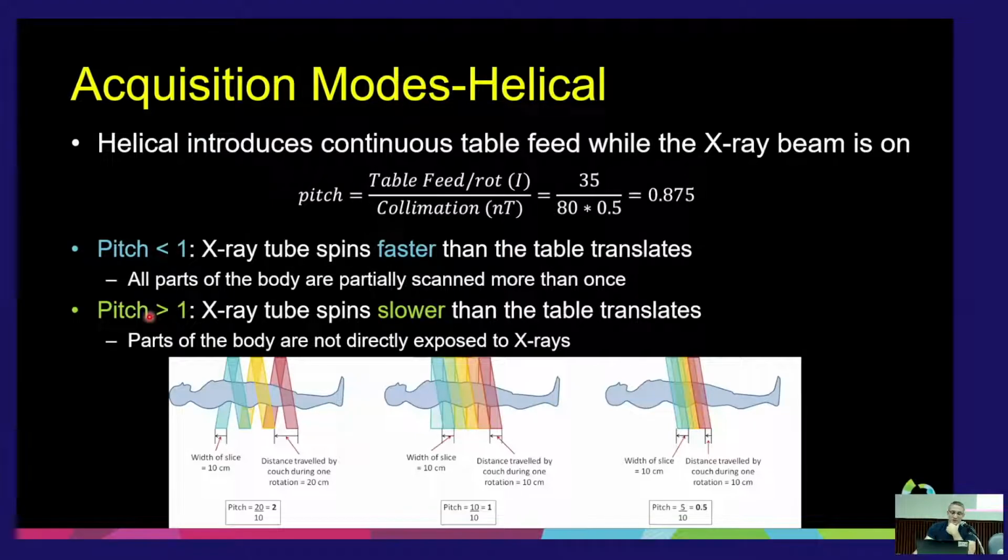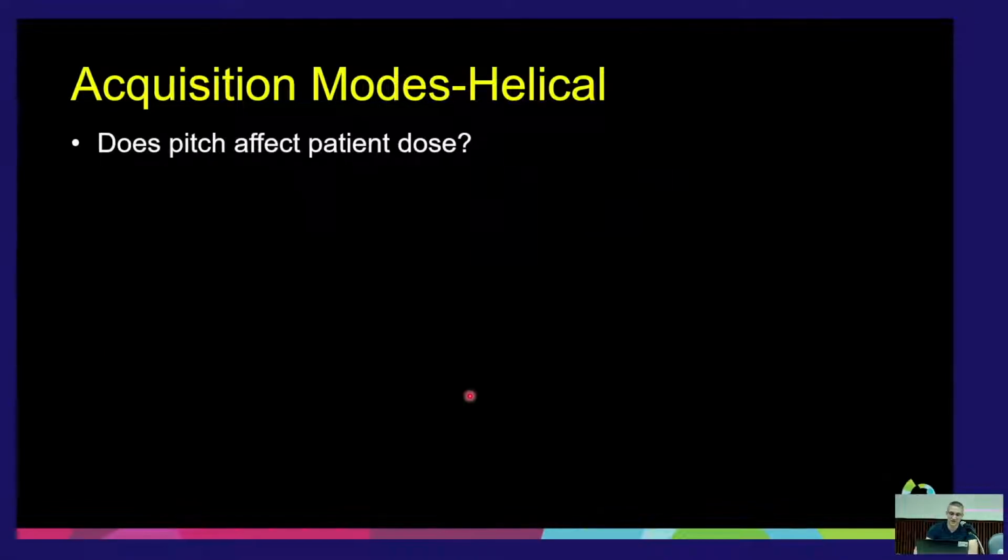And if you have a pitch of greater than 1, the table is going faster than the tube is spinning, and so there are parts of the body that will physically not be exposed to radiation. Sorry, I failed to point out, if pitch is less than 1, then there's going to be a subtle overlap. As the body goes through, the X-ray tube might spin over a certain part of the body more than once. And if the pitch is equal to 1, the table is moving at just the right speed as the tube is spinning such that there is no overlap. You have contiguous exposure across the entire z-axis of the body.